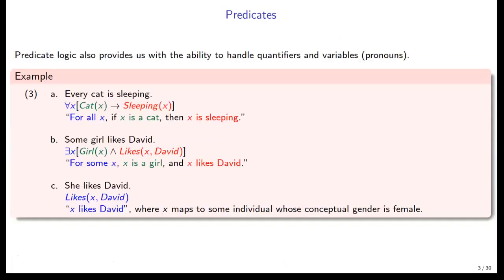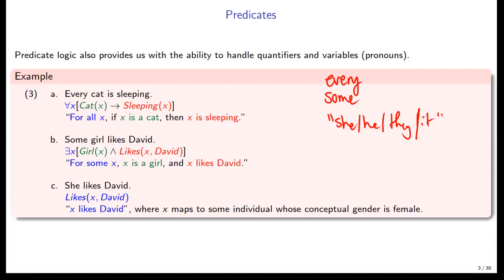The other thing it lets us do is it lets us use quantifiers and pronouns. So we can now use words like every, and we can use words like some, and we can account for pronouns like she, he, they, it, and so on. So I have some translations here. We're going to talk about translations when they come, so they're just here for an example. But we can now say things like every cat is sleeping, some girl likes David, and she likes David.